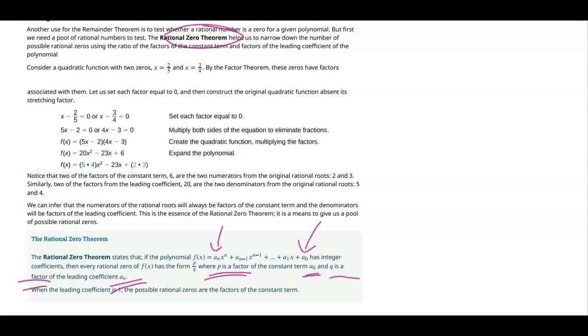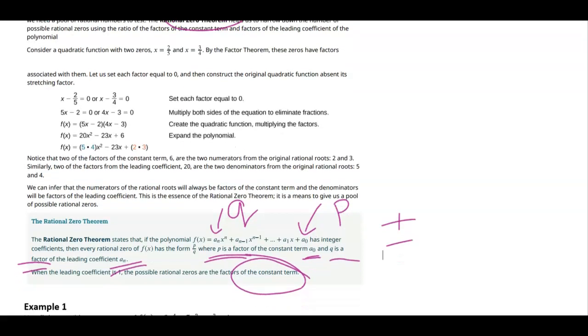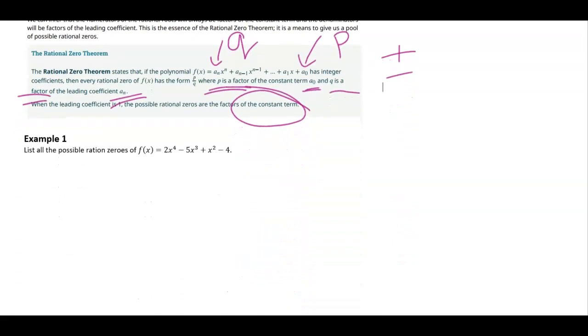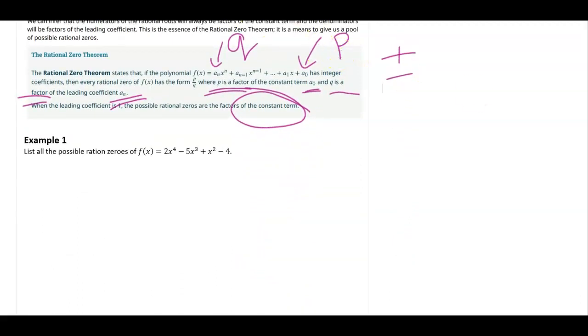You need to find all of the factors of both of those. Every rational zero of f is going to be one of the factors of the constant at the end over one of the factors of the coefficient at the very beginning. When your leading coefficient is 1, we're just going to look at the constant term. And since they're rationals, we have to consider both the positive and the negative of each and every factor combination. All right, let's look at what that actually means in practice.